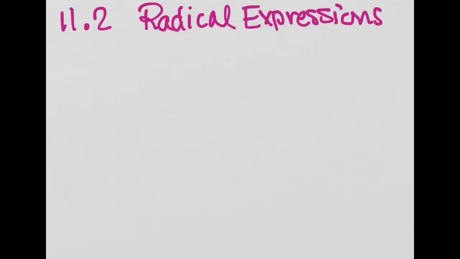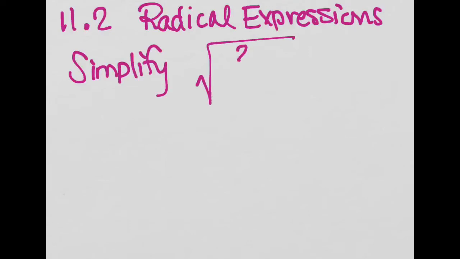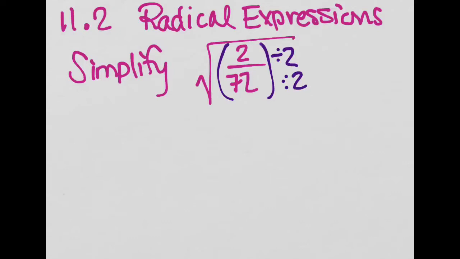Okay, we're going to start on 11.2, and our first step here is working on simplifying. If we have something inside of a radical symbol, like 2 over 72 as an example, we want to treat this as though it was in parentheses. So we always want to do what's inside the parentheses first, which I can simplify by dividing both of those by 2. I'm actually saying the square root now of 1 over 36.